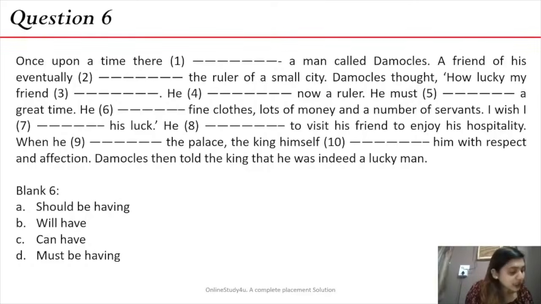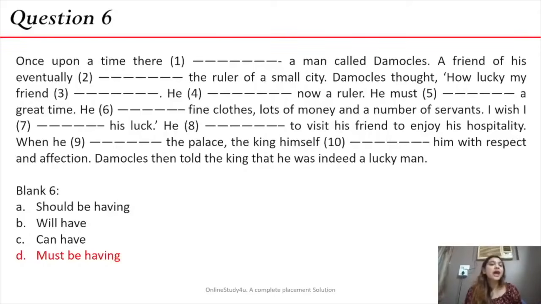I see a few D's coming in. Awesome. All right. So most of you are getting it correctly. The correct answer is he must be having. So he's become the ruler, and my supposition is that now that he's become the ruler, he must be having fine clothes, he must be having lots of money, and a number of servants.